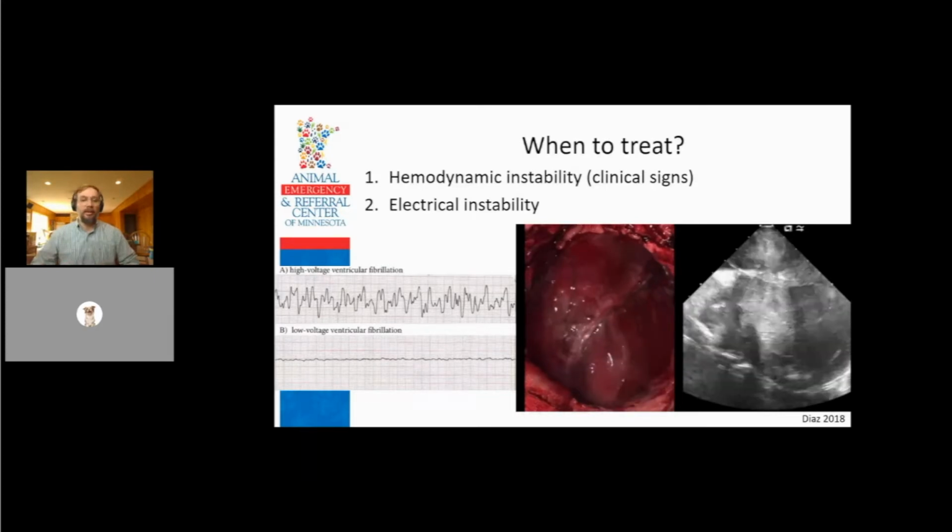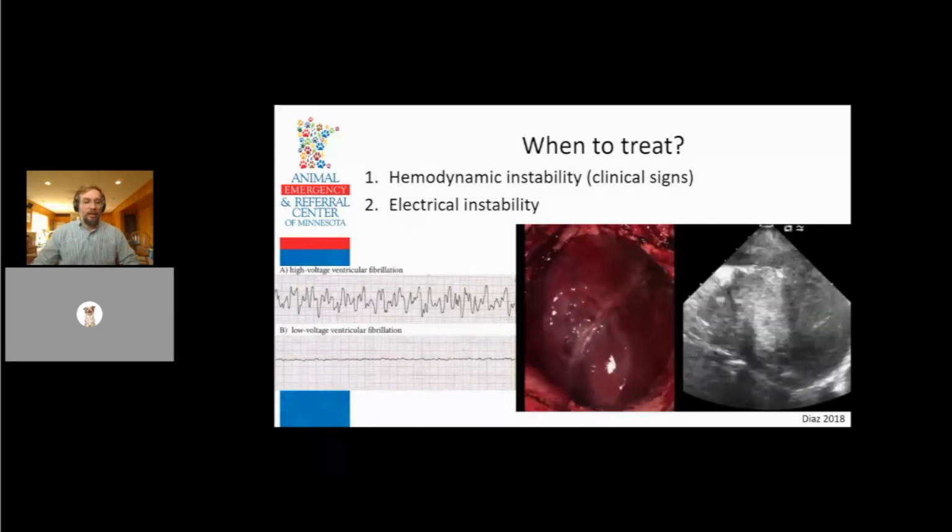On the left here, this is an example of coarse VFib, and this is an example of fine VFib. But essentially, they're the same thing. The heart stops beating. So if there's an arrhythmia that I worry VFib could be the consequence of, I would treat.